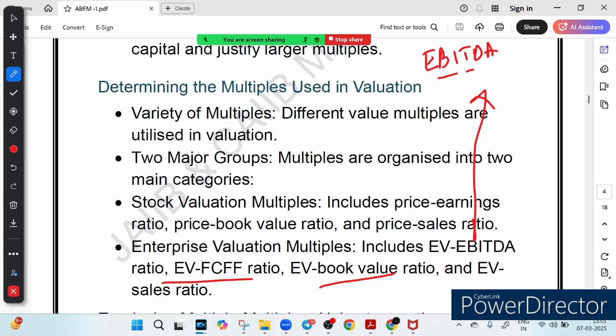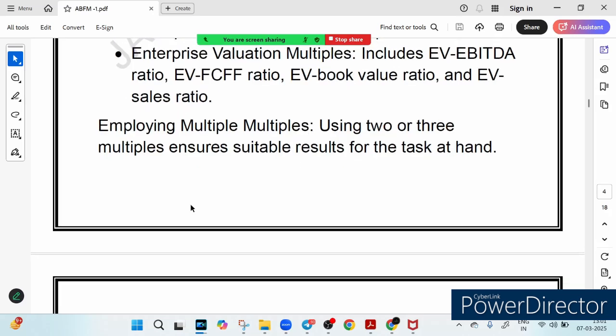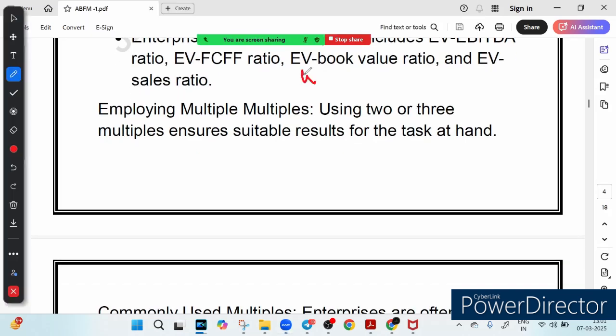And EV upon sales, which means it looks at how much a company is worth relative to its sales. So these are the two broad categories into which all the multiples have been divided. The first is called stock valuation multiples, the second is called enterprise valuation multiples. Now the next question is, why do we use multiple multiples?